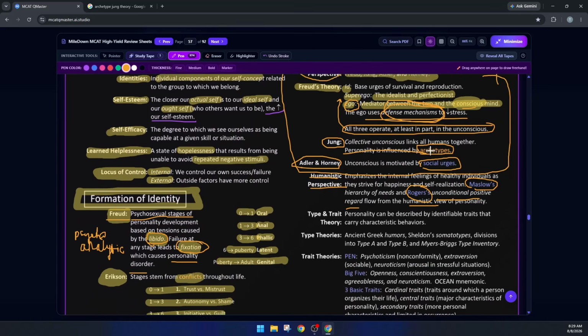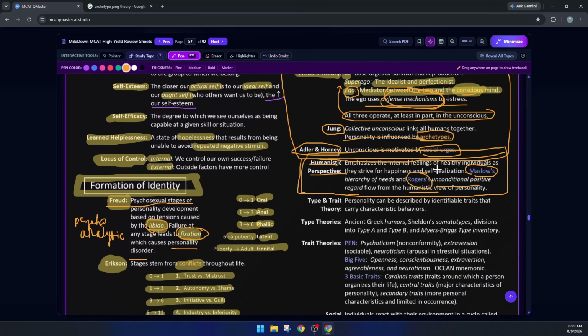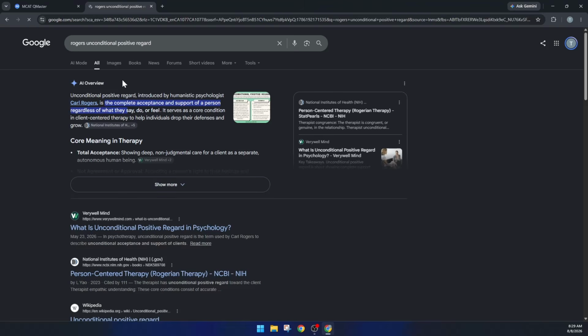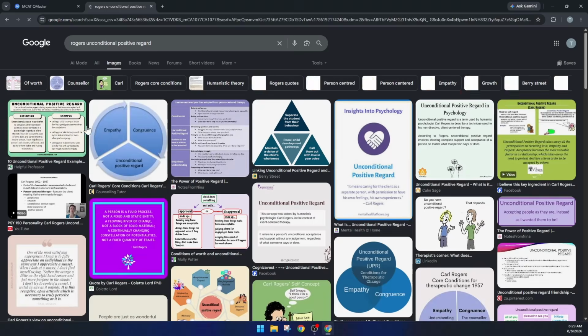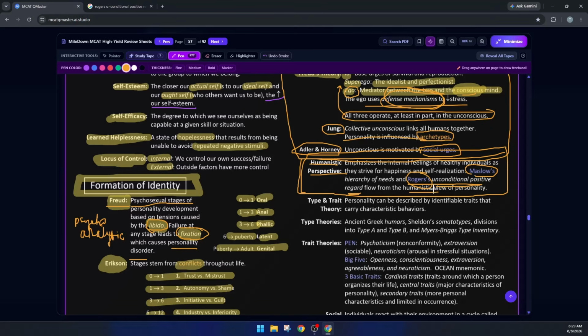This is all psychoanalytic. Then the next perspective is humanistic. It doesn't get quite as big because it's probably not as high yield, right? But Maslow is important to remember, and also Rogers' unconditional positive regard. So what is that? Rogers' unconditional positive regard is letting a person know that they are accepted and valued no matter what. It's basically unconditional love. Okay.